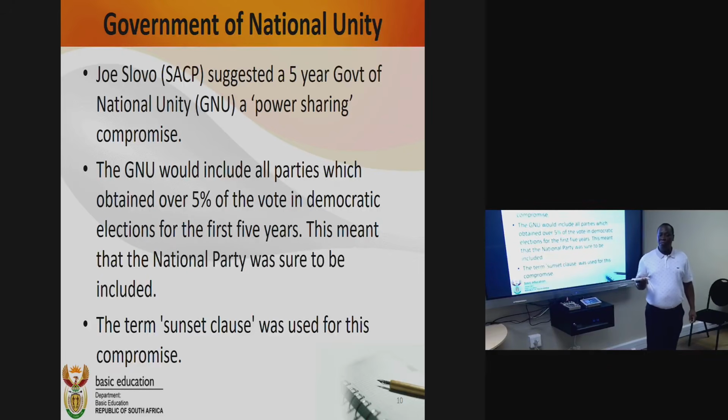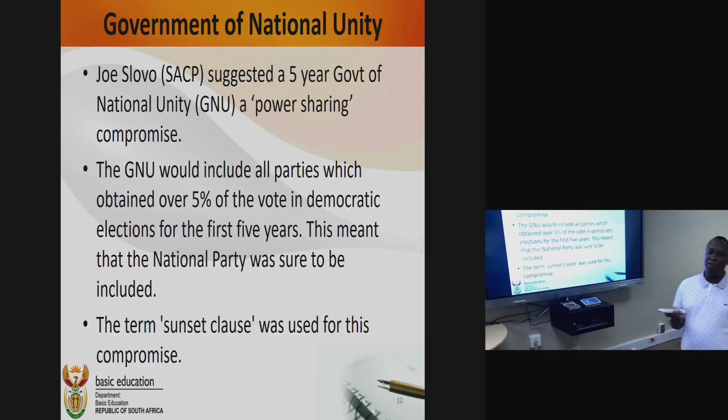Meaning, all political parties must be represented according to the number of votes they have received, for 5 years. At the same time, there was a fear amongst the members of the National Party: what will happen to their civil jobs? That is, the public service. Slovo said the jobs of your public services are guaranteed for 5 years. No white person will lose his job in the public service for 5 years. But when there are new elections in 1999, the party that wins those elections will control everything.